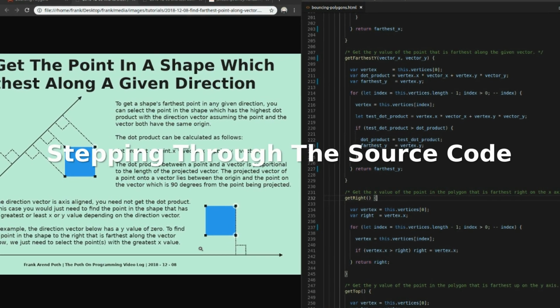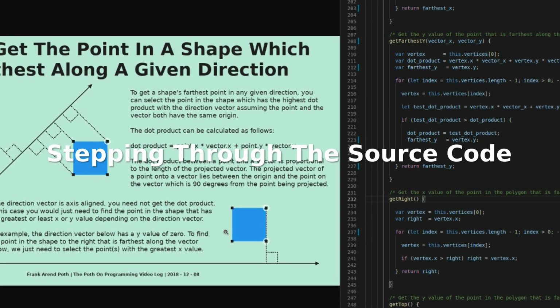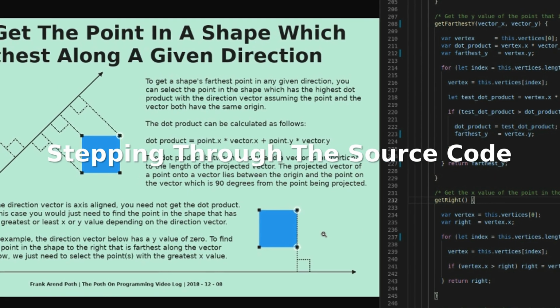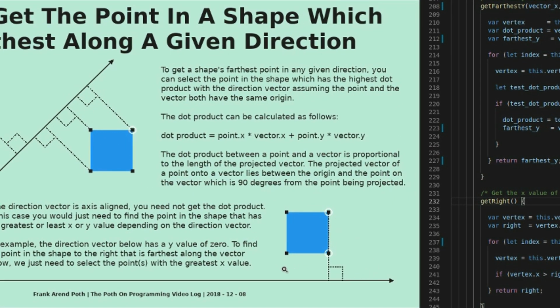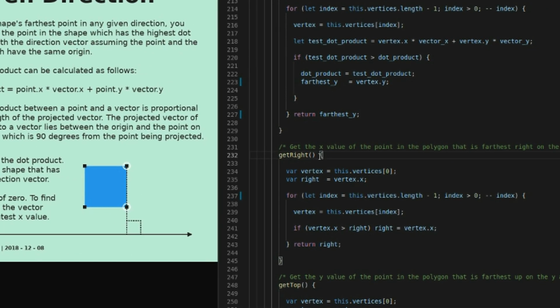Now that we've visualized what we're doing here, looping through the points and getting the point that's farthest along in a given direction, let's take a look at the actual code that does this. So we're going to use this example right here, and this is the getRight function.